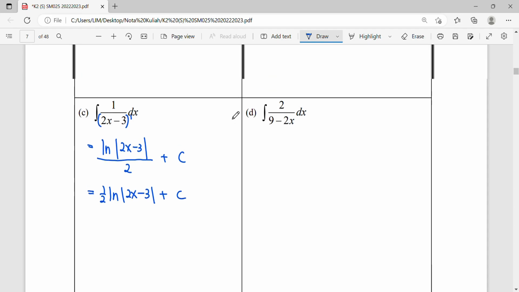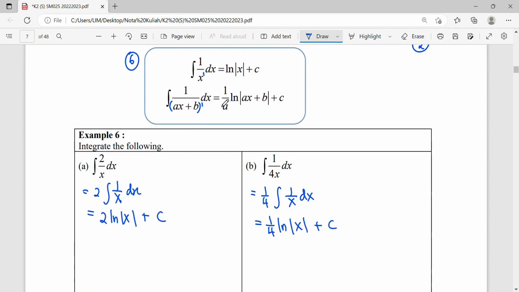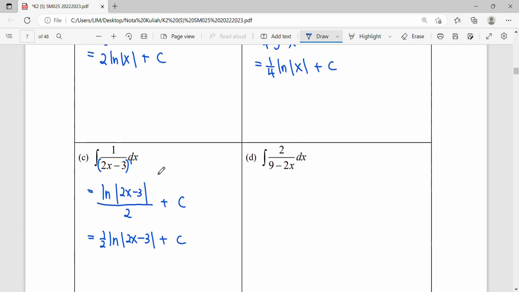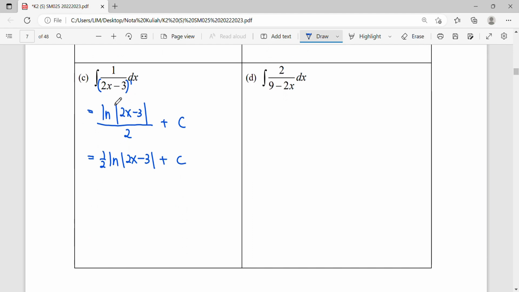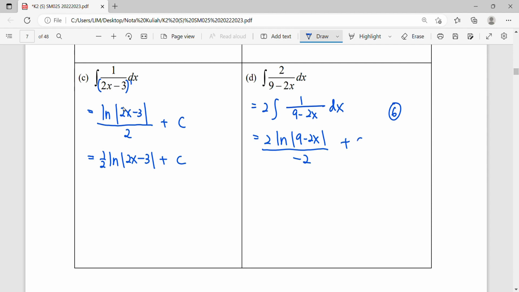So dua situasi je. Kalau ln 1 per x, dapat ln x. Kalau 1 per linear, ln linear tersebut, then over the coefficient of x. Alright, so for this one, 2 factorize out. So 1 over linear. So 1 over linear is our formula number 6. They will give you ln to this linear over the coefficient of the linear is negative 2. Then we can simplify.